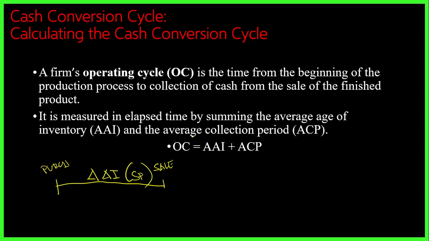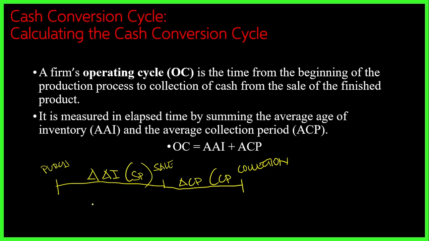Then, summing the average age of inventory and the average collection period. The average collection period is how many days it takes you to collect your sale on credit, from the date of sale up to the date of collection. That is your average collection period, or simply your collection period. Now, if you add these two, you will have your operating cycle.